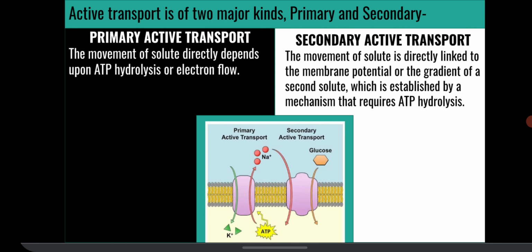Active transport is of two major kinds, primary and secondary. Primary active transport, the movement of solute directly depends upon ATP hydrolysis or electron flow. Secondary active transport, the movement of solute is directly linked to the membrane potential or gradient of a second solute, which is established by a mechanism that requires ATP hydrolysis.